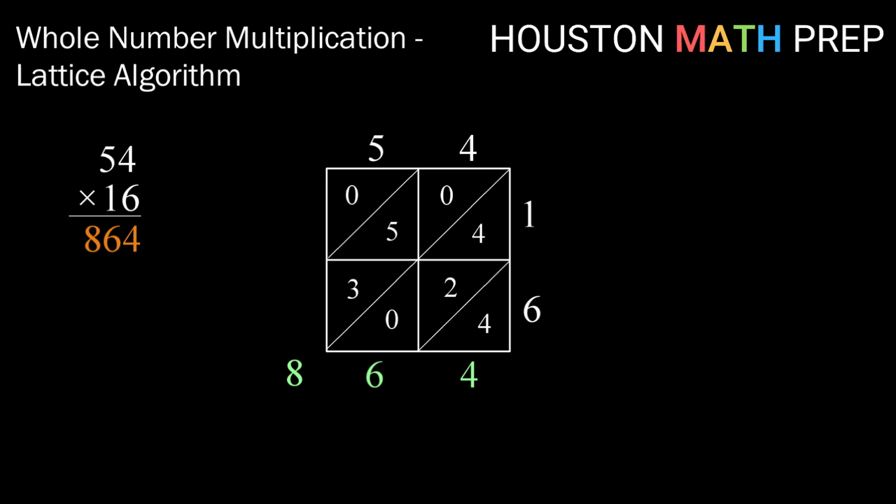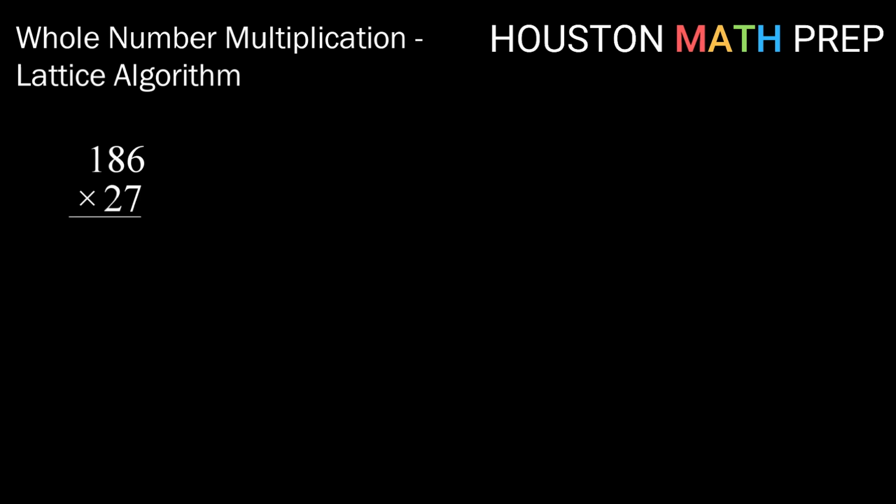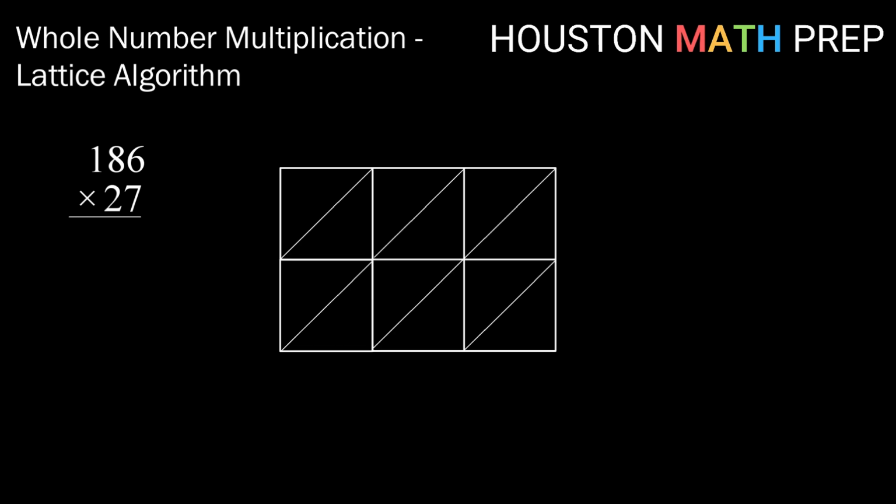All right, notice in this one there was no regrouping. Every diagonal added up to a sum less than 10. Let's take a look at what happens if we do have regrouping and how that's handled in this algorithm. So let's take a look at the problem 186 times 27. Here, because we are including a 3-digit value, our lattice is going to look a little bit different. We need to have 3 columns and 2 rows.